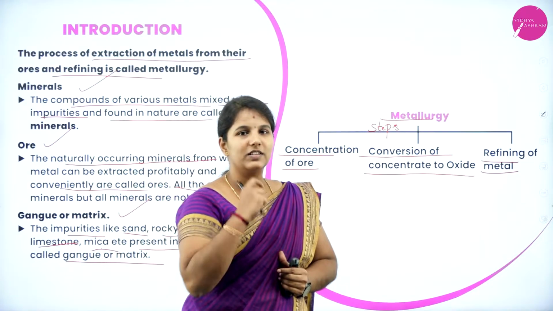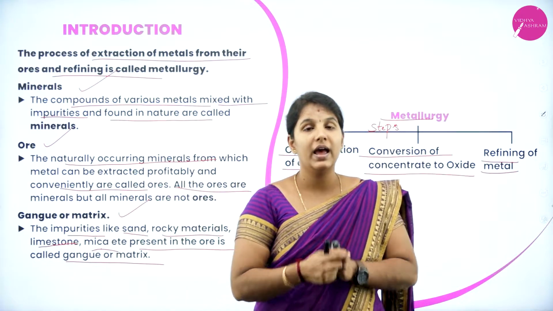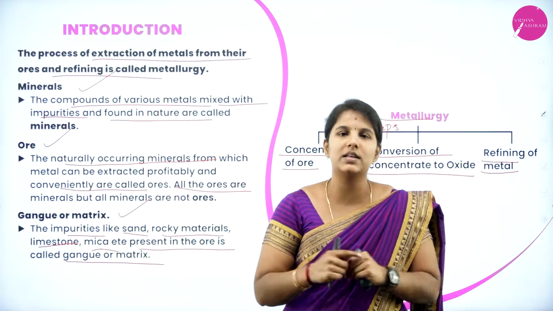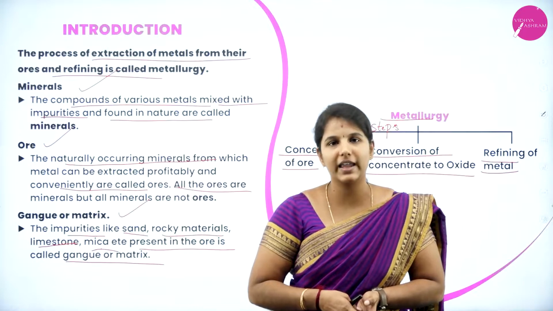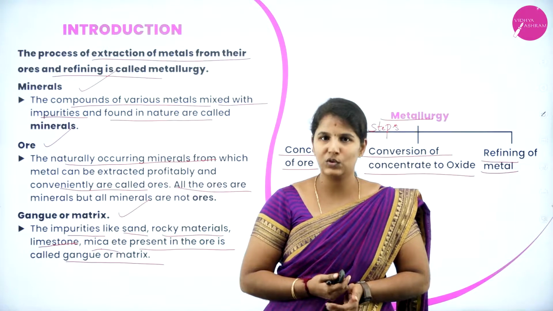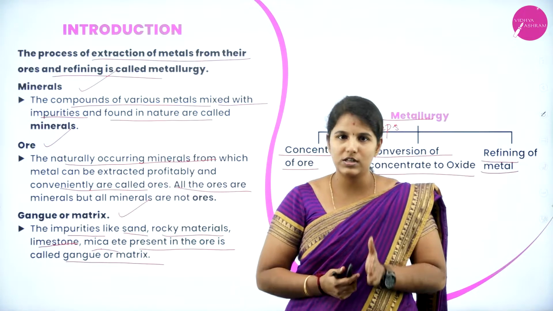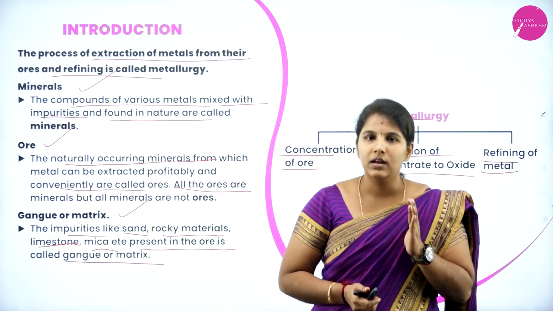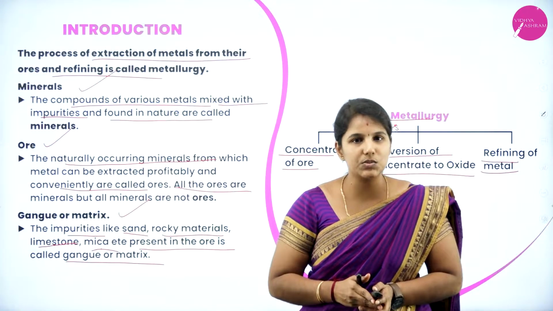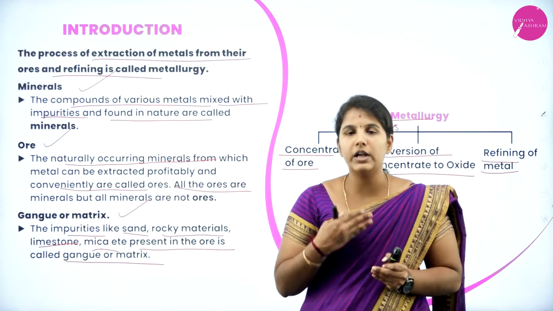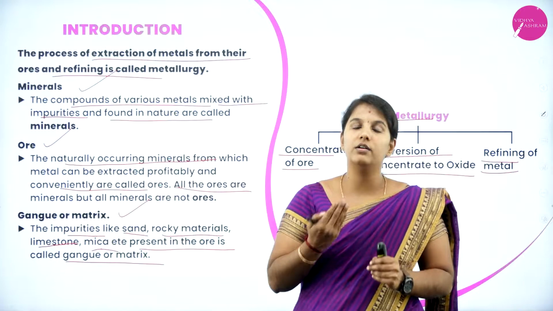Hope you all understood this branch of chemistry, and it is one of the interesting and one of the easiest branches in chemistry to study. Hope you all understood what metallurgy is, along with the three important terminologies and steps. Next, we'll see some of the important metals and how they occur with their ores.